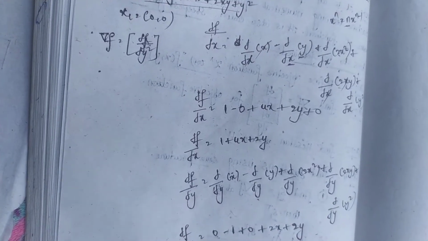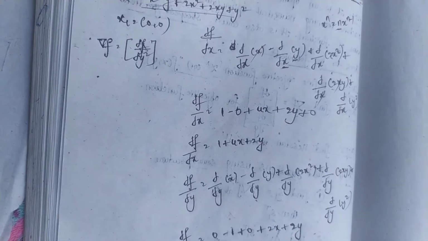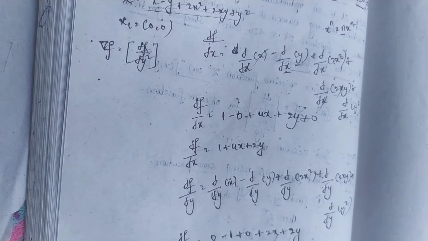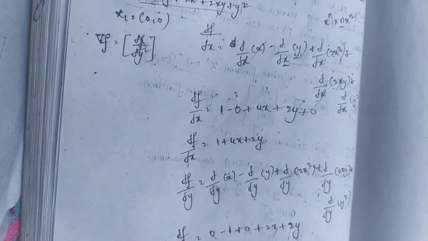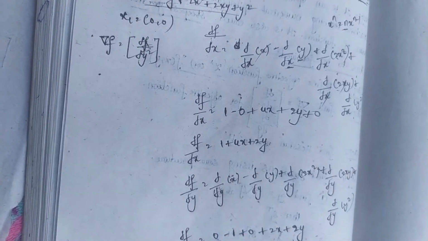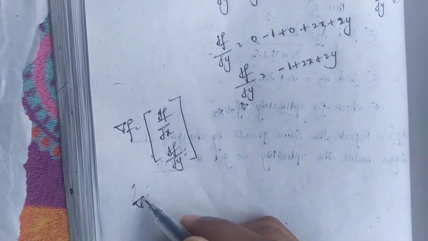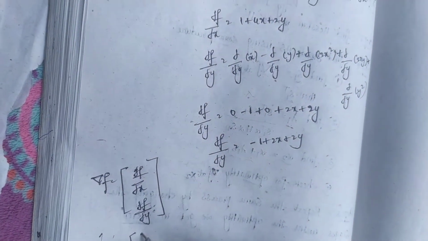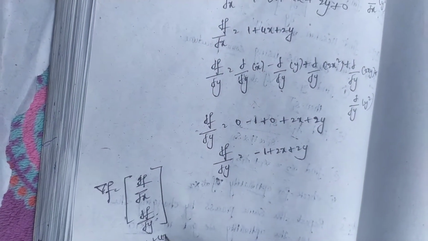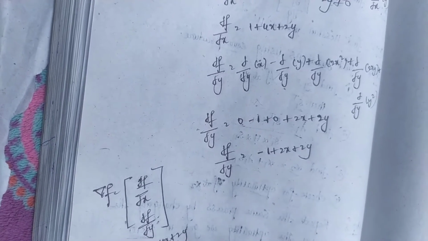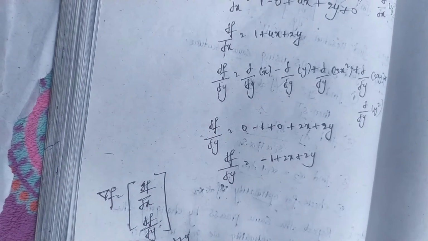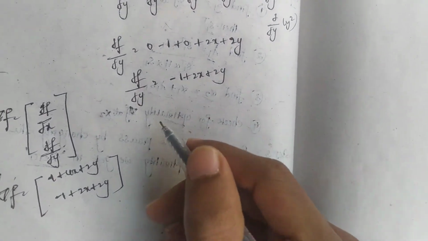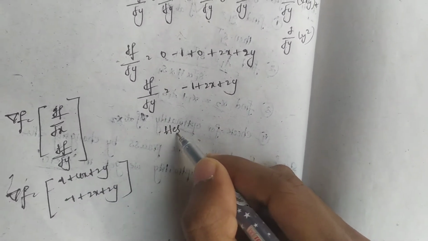So we know that grad f equals to dou f by dou x, dou f by dou y. In this place we substitute these values, that is grad f equals to dou f by dou x means 1 plus 4x plus 2y, and dou f by dou y means minus 1 plus 2x plus 2y. Now after that we have to find out the Hessian matrix.